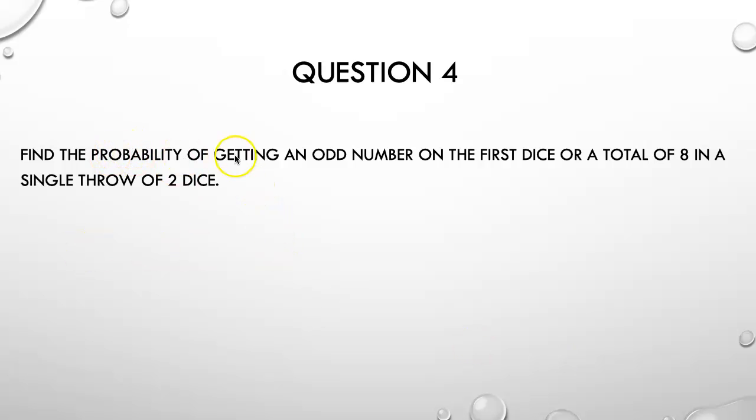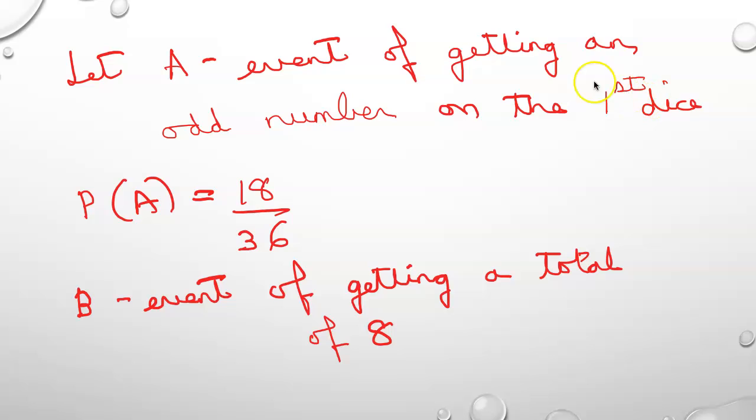Question 4. Find the probability of getting an odd number on the first die or a total of 8 in a single throw of 2 dice. So let A be the event of getting an odd number on the first die. So what is probability of A? When you throw a die twice or a pair of dice, you get 36 outcomes. An odd number on the first die will be 18.